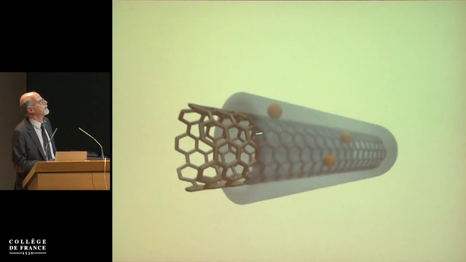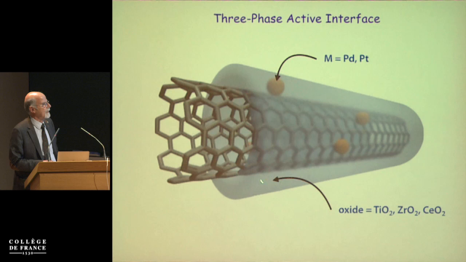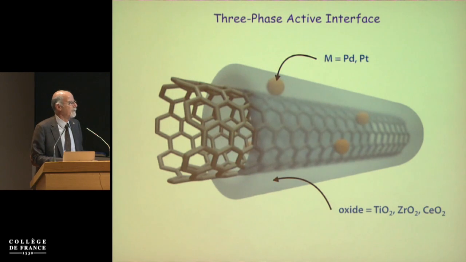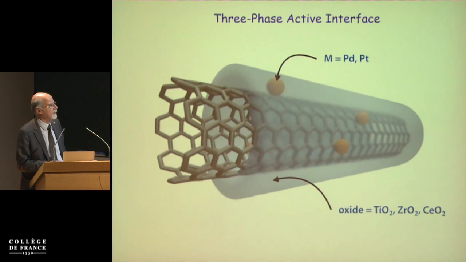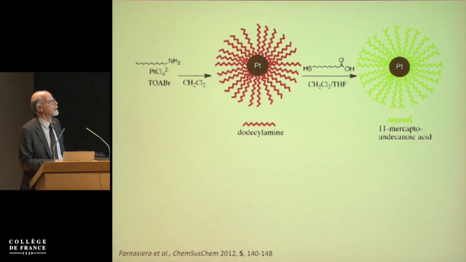In this case, we have a triple phase active interface in which we have the three components which are all together. The titanium oxide is porous. We can play with the preparation. We can use palladium or platinum, and also the oxide can be modulated, can be titanium oxide, zirconium, or cerium. The work is being carried out in collaboration with Paolo Fornasiero in Trieste.